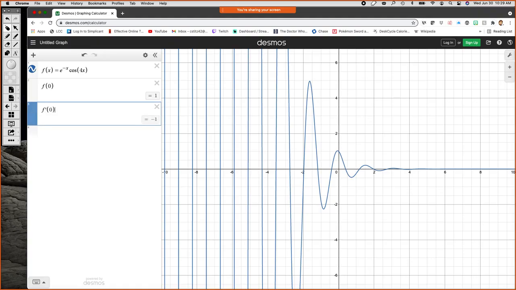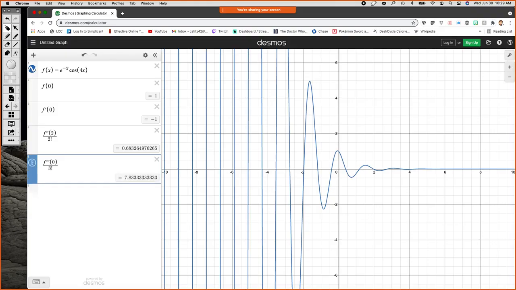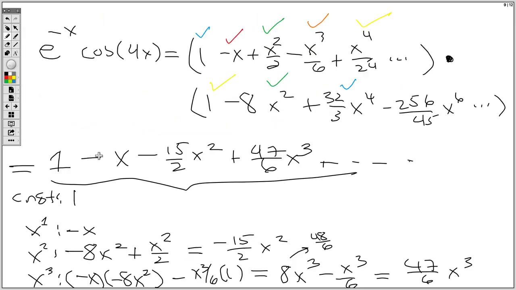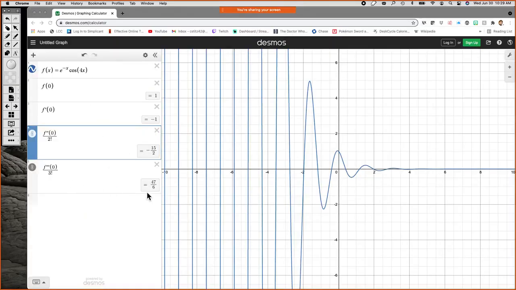Then f prime of 0. F double prime at 0 over 2 factorial. F triple prime at 0 over 3 factorial. And it looks like I goofed here. And we'll change these to fractions. And so my coefficients should be 1, -1, -15/2, 47/6. Boom, 1, -1, -15/2, 47/6. So you see how you can check it with Desmos, folks? All right, so that's multiplication.